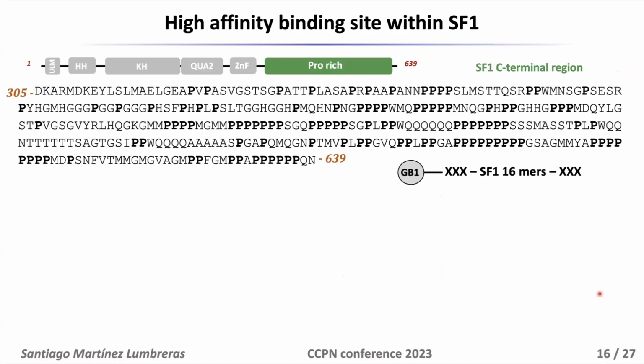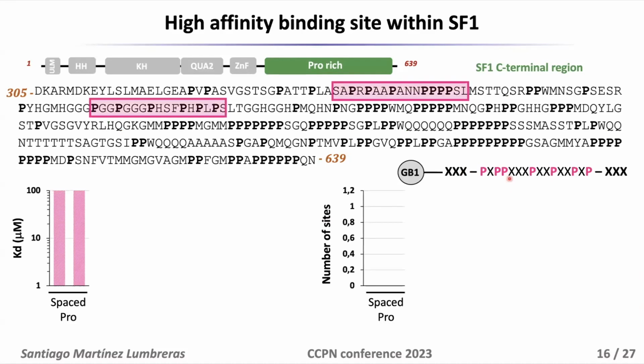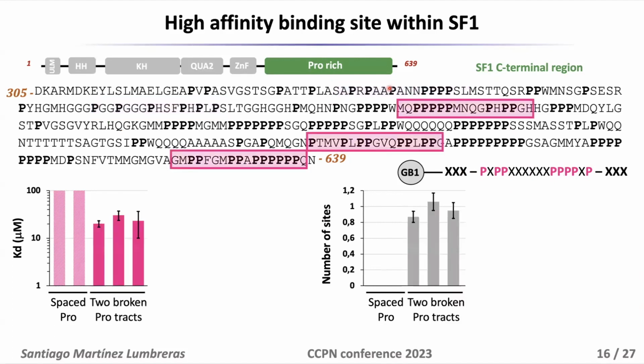Okay, then, knowing that 16-mer is the minimal length for binding to both WW domains, we went back to the SF1 sequence and searched for different peptides here. We took the same approach with GB1 and ITC, and we started with the titrations. We did titrations with some peptides that contain spaced prolines that show no interaction or very low affinity. Then there were other peptides that contain 2 proline tracts broken at some point by another type of amino acid, which show an affinity around 20-30 micromolar.